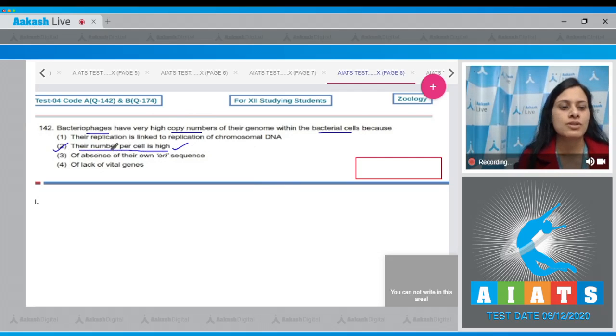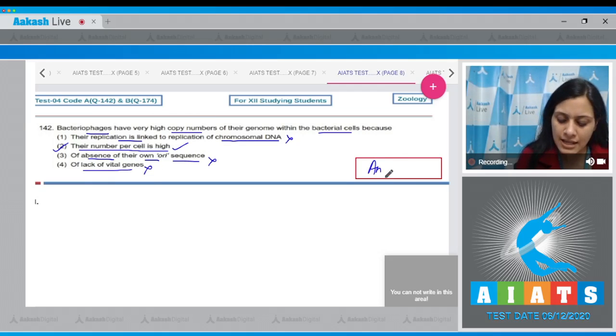The very first option says because their replication is linked to replication of chromosomal DNA, which is incorrect. The next option is because of absence of their own ORI sequence. This is incorrect. They have their own ORI sequence. And the last option, because of lack of vital genes, is also an incorrect option. So the correct answer to this question is option number 2. Let's proceed to the next question.